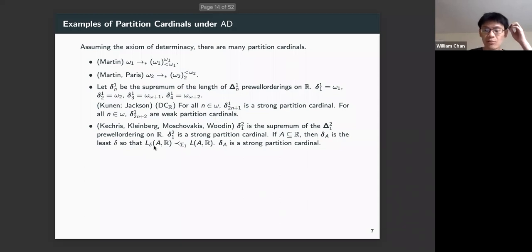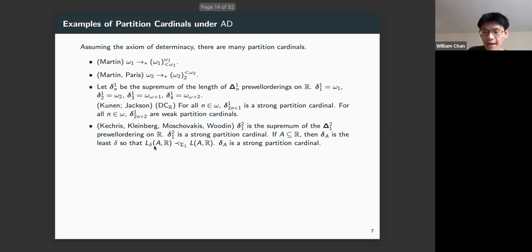Kechris, Kleinberg, Moschovakis, and Woodin showed that there are actually a lot of strong partition cardinals. So let delta 2 1 be the supremum of the delta 2 1 prewellorderings on R. Delta 2 1 happens to be a strong partition cardinal. And in fact, if you take any subset A of R, let delta A be the least ordinal delta so that L delta A of R is a sigma 1 elementary substructure of L A of R. So this is usually called the least sigma 1 stable ordinal of L A of R. These ordinals delta A are also strong partition cardinals.